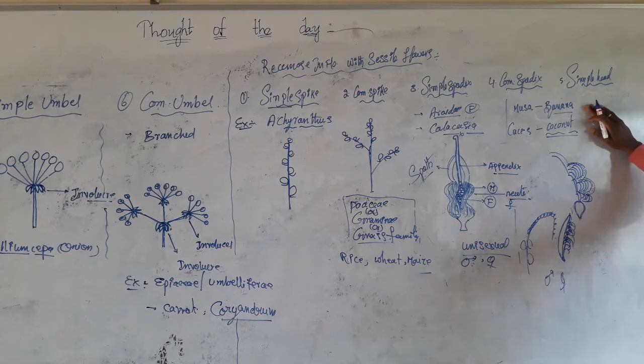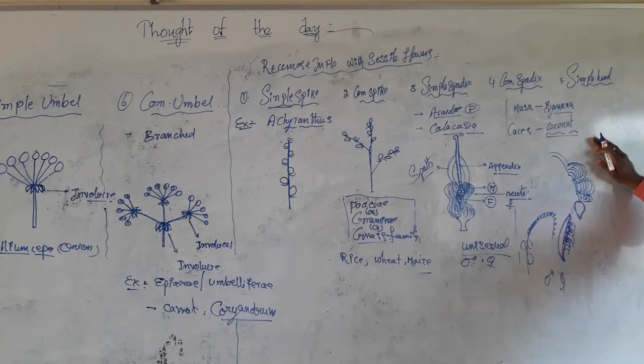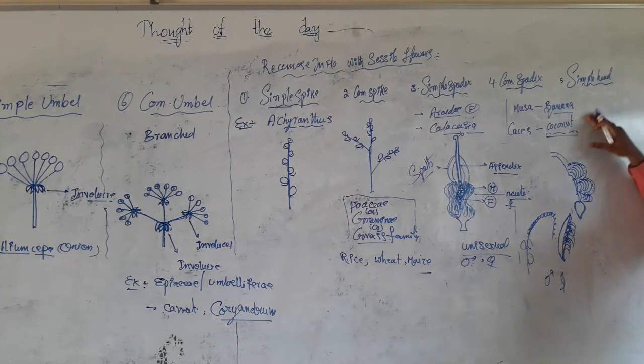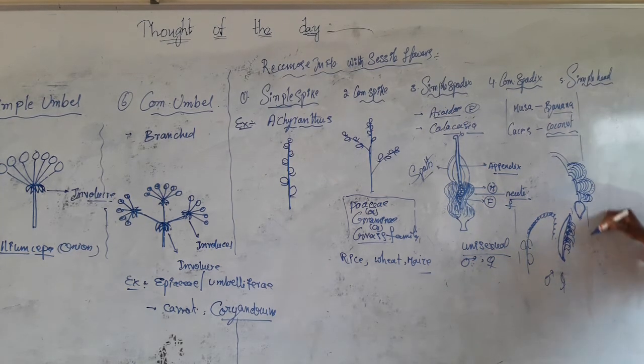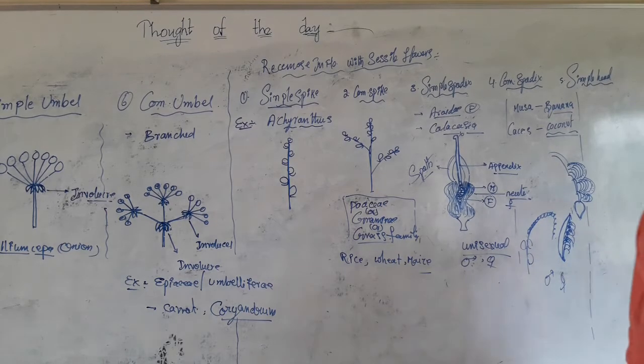a leathery spathe is present, but in case of Cocos nucifera, coconut, hard and woody, boat-shaped, large spathes are there for their protection. This is a compound spadix process. Okay. Now coming to the most important process. This is the simple head process.